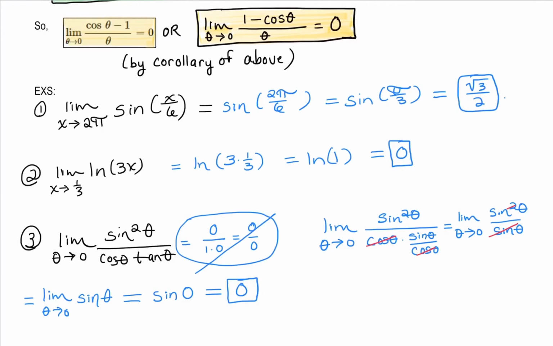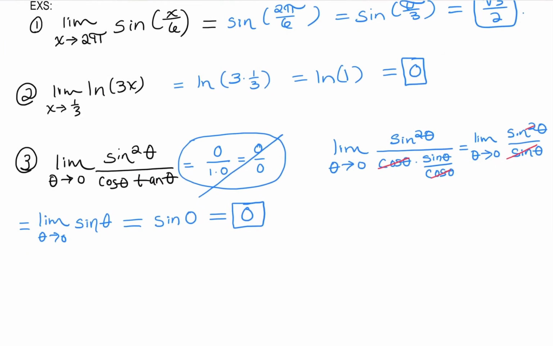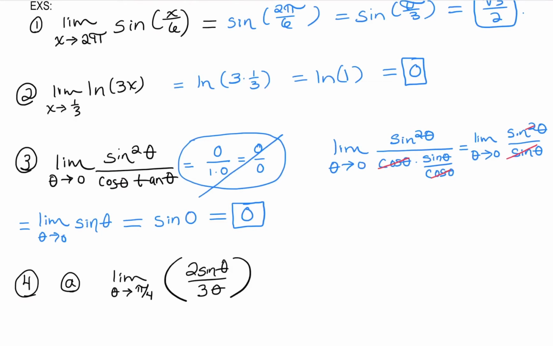All right, so again, just continuing to look at some examples here. Number 4, we're going to do several parts on this one. Suppose we have our limit as theta goes to pi over 4 of 2 sine theta over 3 theta. All right, so first instinct should be direct substitution.